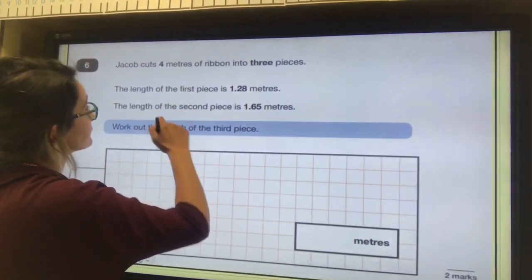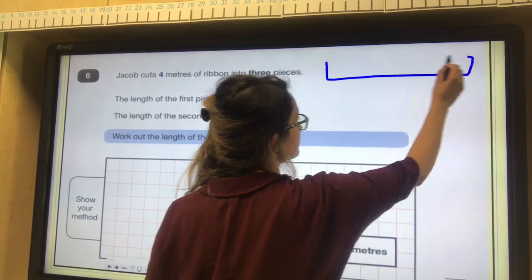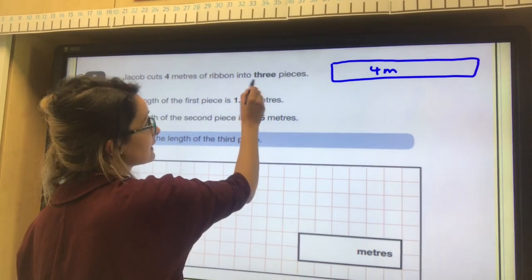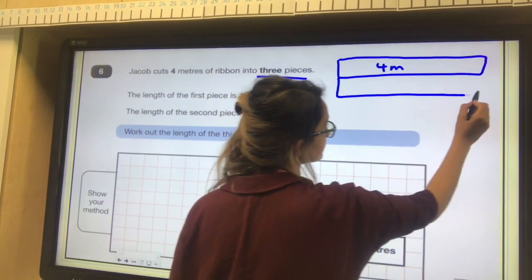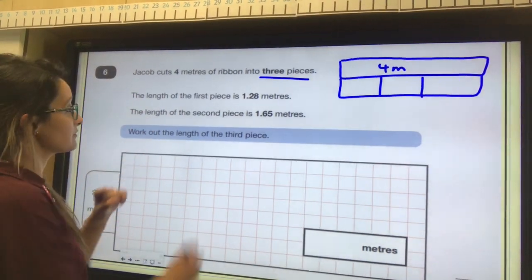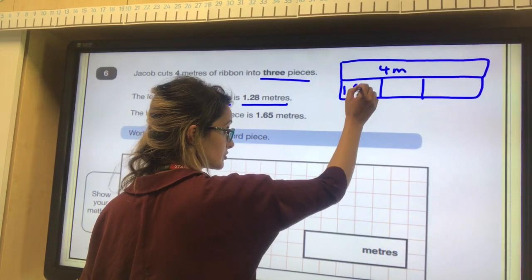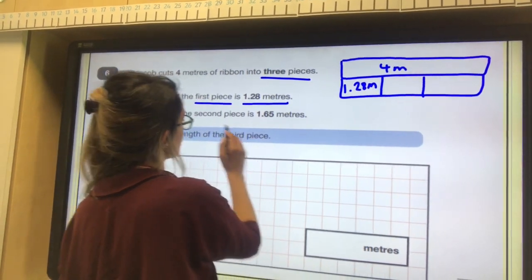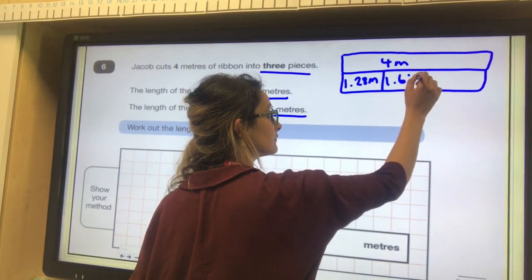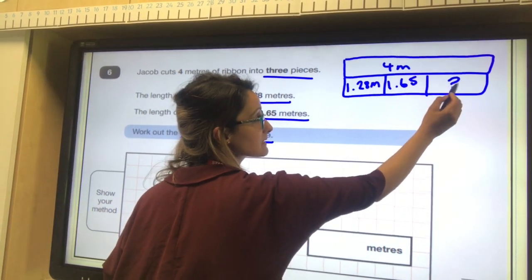Okay? So Jacob cuts a 4 meter piece of ribbon into 3 pieces. So he's got this piece of ribbon here, which is 4 meters. He then cuts it into 3 pieces. So 1, 2, 3. The length of the first piece is 1.28, so this is 1.28 meters. The length of the second piece is 1.65, so this is 1.65. They want to know, work out the length of the third piece. What is this missing length?